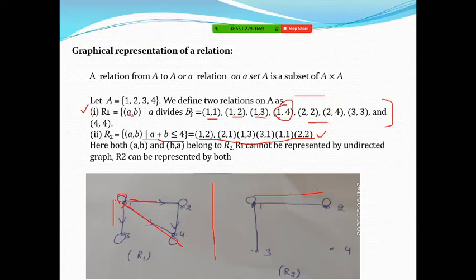So it is A divides B, that means 1 divides 4. If you show the direction from this side to this side, it would mean 4 is dividing 1, which was not there. That's why every relation is not represented by an undirected graph. So there we use this type of graph also. These types of graphs are called directed graphs.